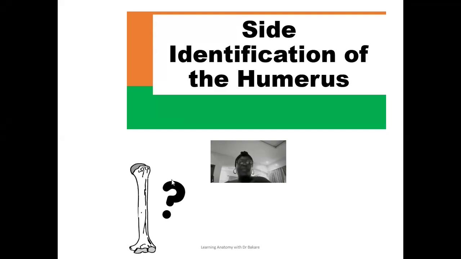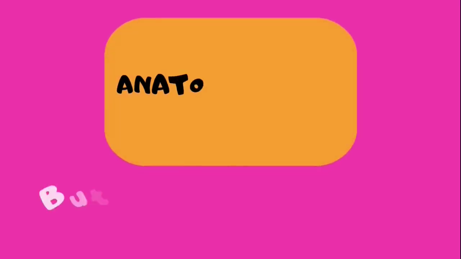Look at this image below here. This is where we have the humerus, and it is important for students to be able to identify whether this humerus is of the right or of the left side. And this is what this lecture will be unfolding. So ride on with me.